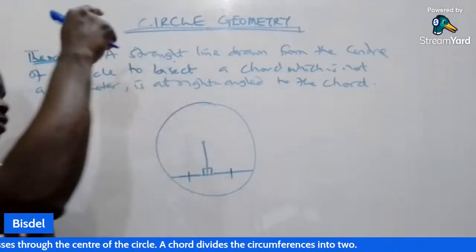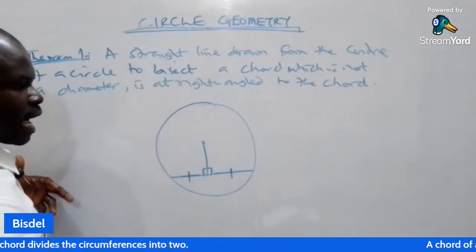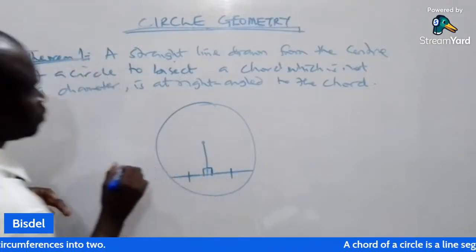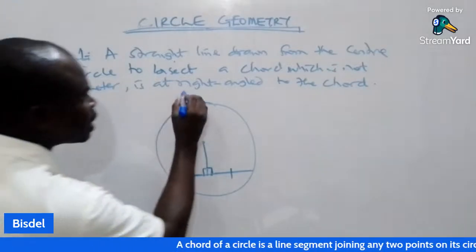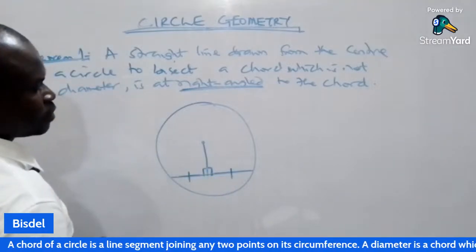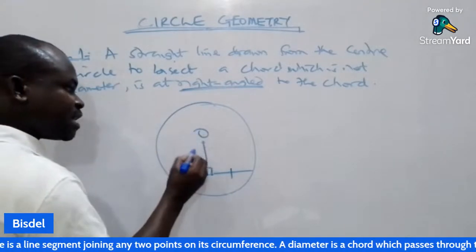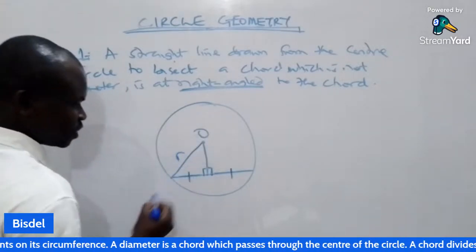So a straight line drawn from the center of the circle bisects the chord into two equal halves and makes an angle of 90 degrees with it, which is a right angle to a chord that is not a diameter. This right angle simply means perpendicularity, this sign. This angle 90 is with this chord. Of course, if this is the center of the circle, a line from the center of the circle to any part of the circumference is called radius.